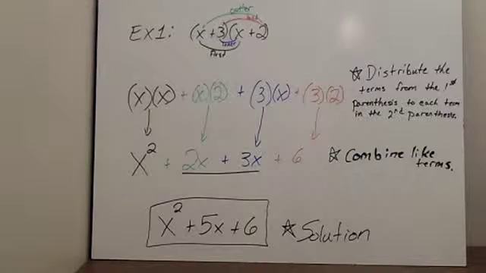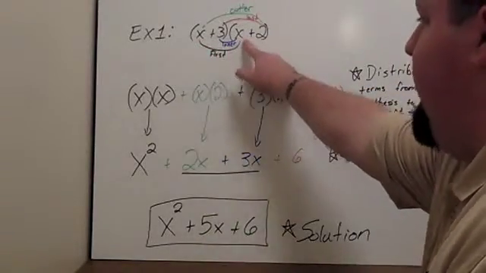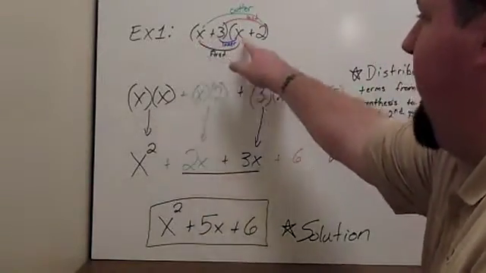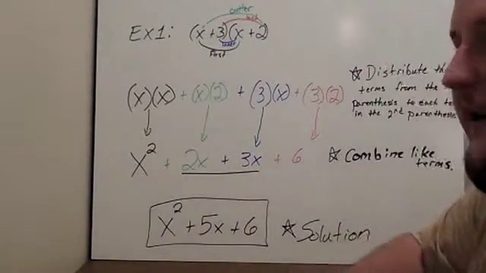In our first example, we have the first binomial, x plus 3, and we want to multiply that by the second binomial, x plus 2. We distribute the terms from the first parentheses to each term in the second parentheses. So when we take our first terms, x times x, they're the first term in each parentheses. That gives us x times x, which is x squared.